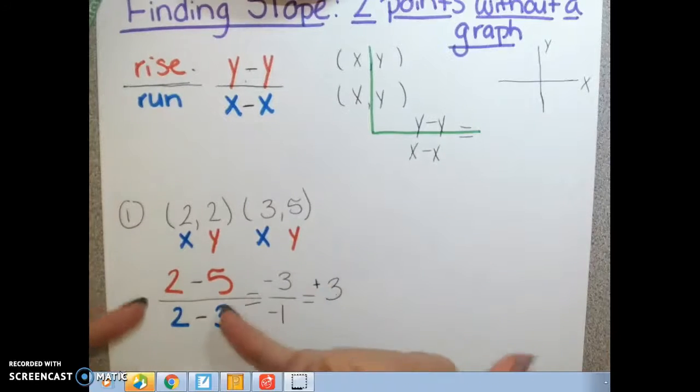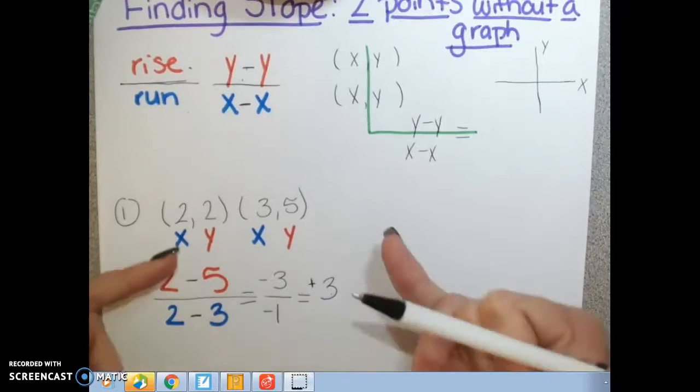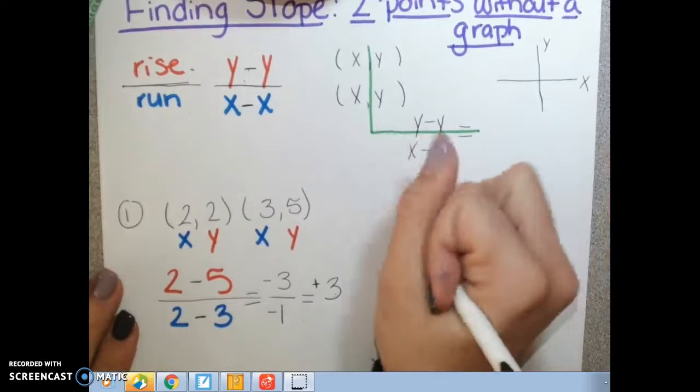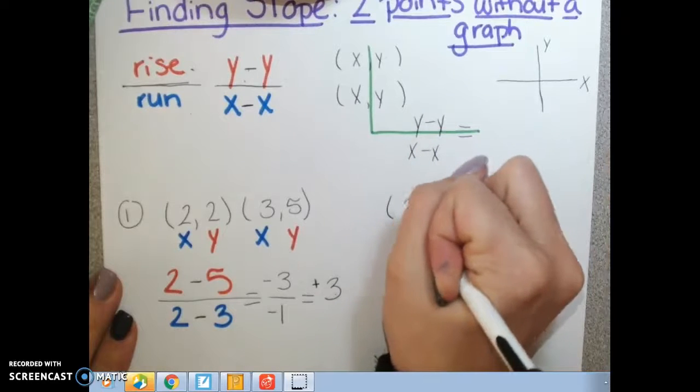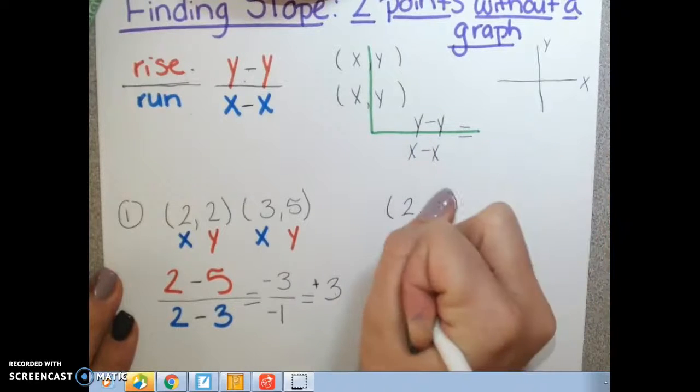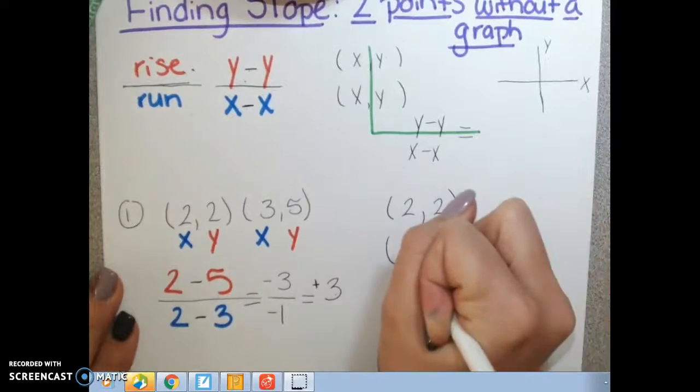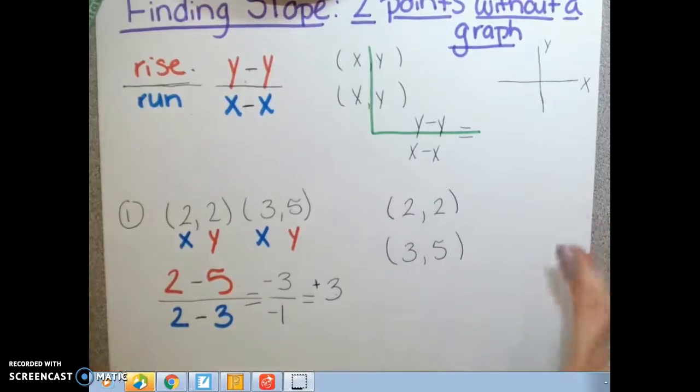Okay, option number 2. Let's say you forgot y minus y over x minus x. You're going to take the 2 points that were given and you're going to write them on top of each other. 2 over 2, 2 over 3, 5.